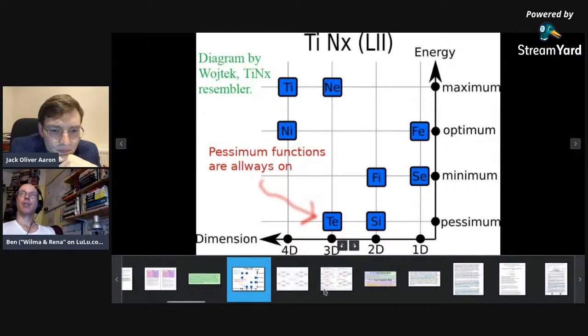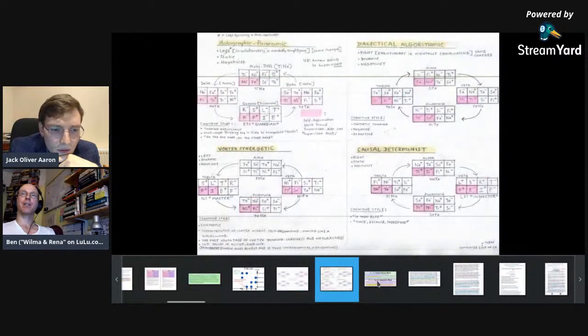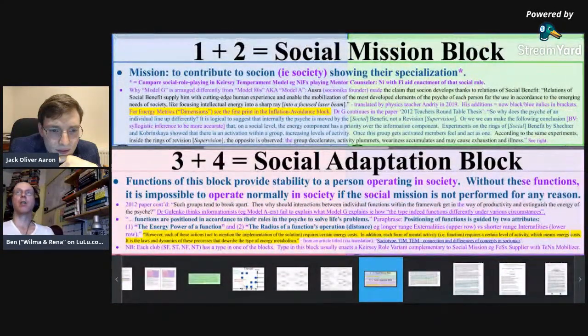Right, so that's a preview. We'll come back to that. We've already looked at that. Okay. Now this is part of the arrangement of Model G and the premises that it's built on. So I'll read this out for the audience. Yes.